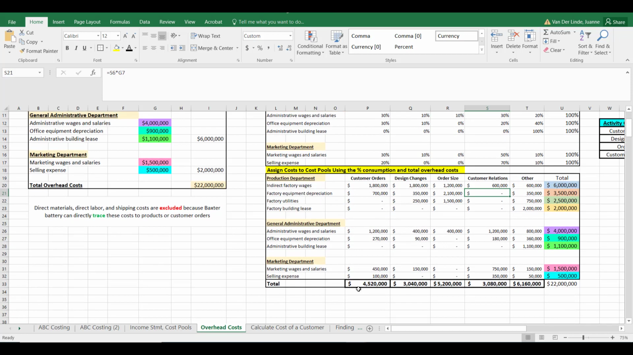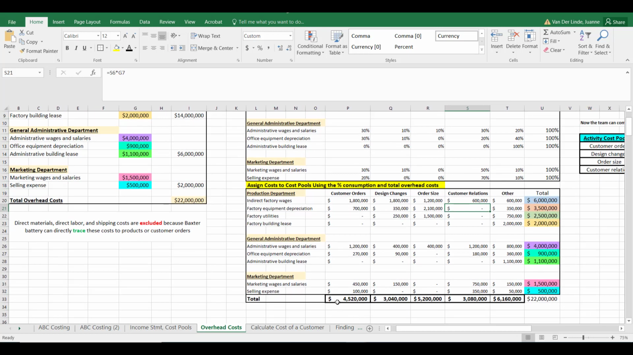So after you do that with each of these costs individually, you figure out how much total costs would need to be dumped into each of these cost pools. So we found out that the customer order cost pool received $4.52 million. That's how much of the $22 million we dumped into that cost bucket. We dumped $3.04 million of the $22 million into the design changes cost bucket. And the order size cost bucket, we dumped $5.2 million of the $22 million of overhead. And the customer relations cost bucket received $3.08 million of the $22 million of overhead. And then lastly, the other cost bucket received $6.16 million of the $22 million.